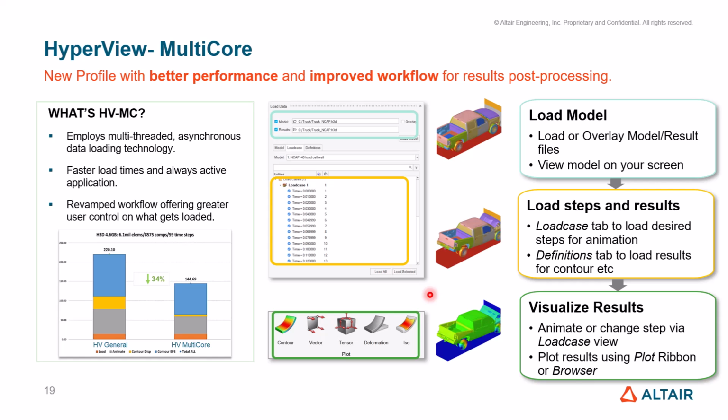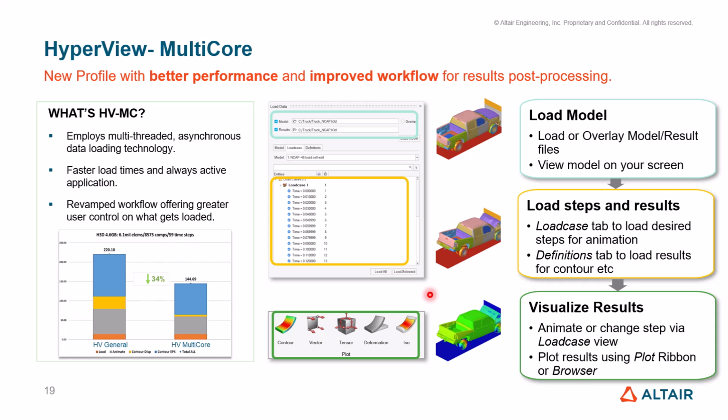Today we'll talk about HyperView MultiCore. So what's exactly HyperView MultiCore? It's a different profile from the HyperView General that most of us know. It employs multi-threaded asynchronous data loading technology that leads to faster loading times and always active application.